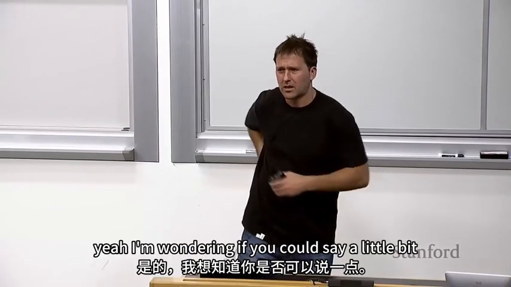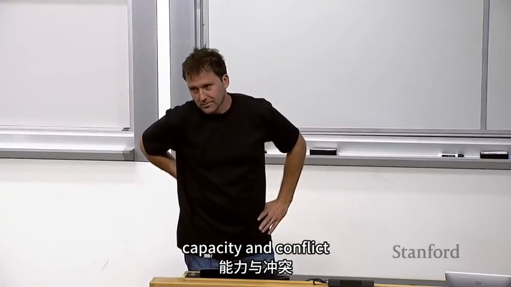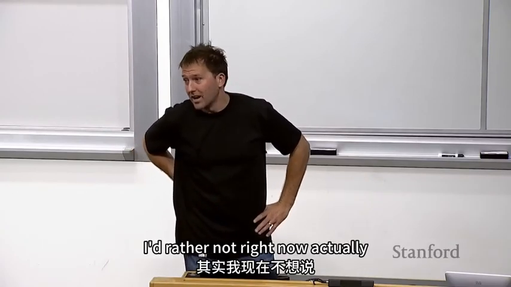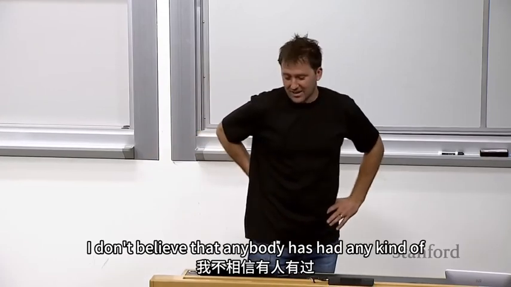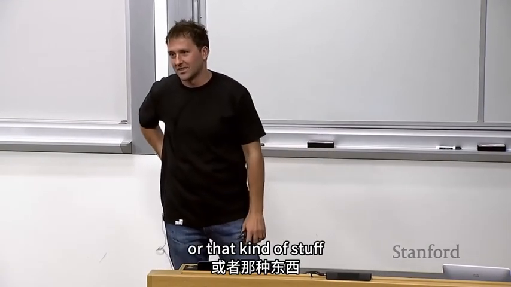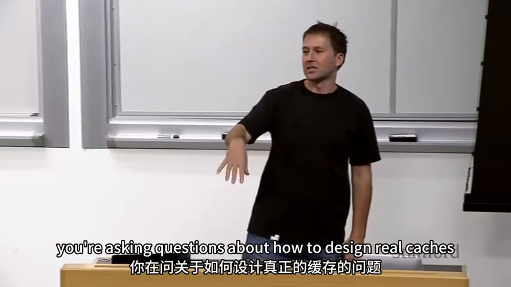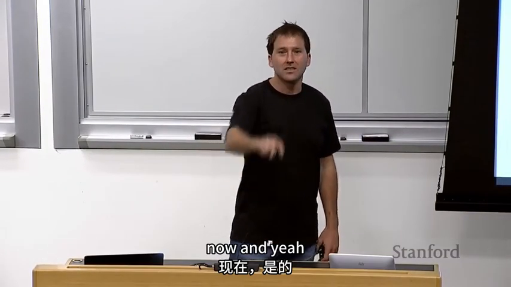I'm wondering if you could say a little bit more about the difference between a capacity miss and a conflict miss. I'd rather not right now, actually. We'll come back. I don't believe that anybody has had any kind of set sensitivity or that kind of stuff. You're asking questions about how to design real caches now.